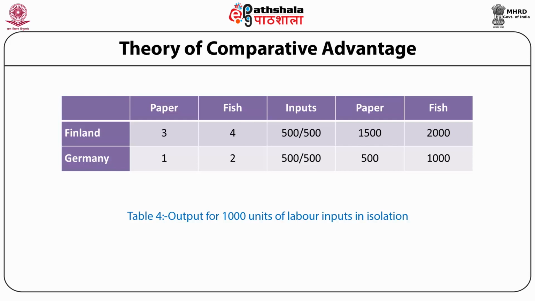The 1000 units of labor input are equally divided between the two products, and the output of paper produced by Finland and Germany would be 1500 and 500 units respectively. Similarly, the output of the fish would be 2000 and 1000 units respectively. Therefore, the total production of the two countries would be 2000 units of paper and 3000 units of fish.